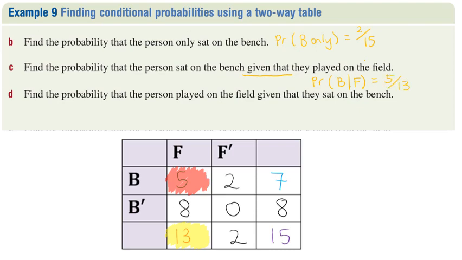Next one, the probability that the person played on the field given that they sat on the bench. So the probability of field given that they sat on the bench. So sitting on the bench, that's this total here. And the probability that they played on the field is this here. So that makes our probability 5 out of 7.